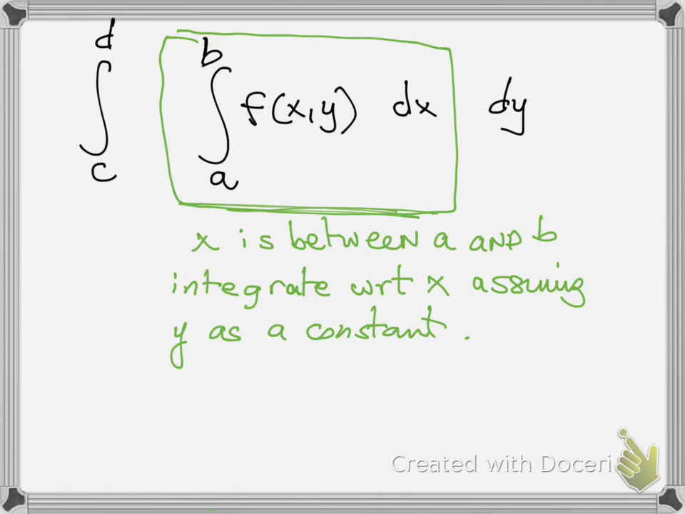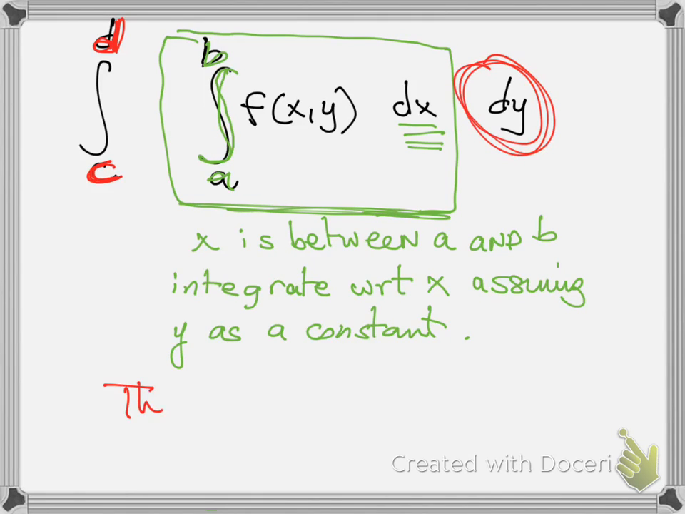And again, here the order is really important. When you write dx dy, it means first you start with the integration with respect to x, and your x is between a and b. Then once you are done with x, you integrate with respect to y, and your y here is between c and d. So first you integrate with respect to x, assuming y is a constant, and then we integrate with respect to y.